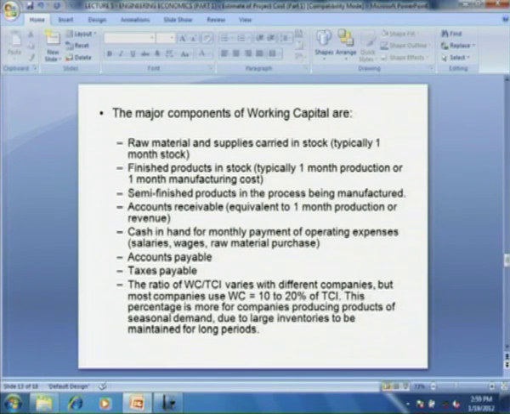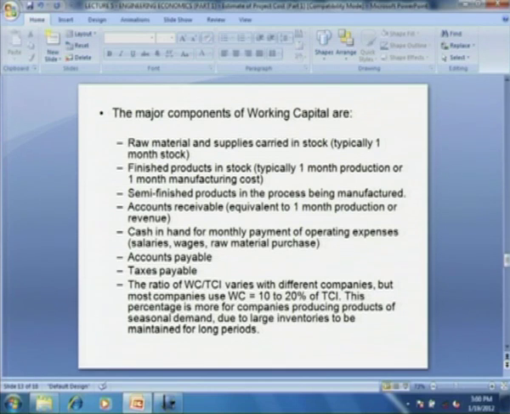The people who buy your product may not be able to pay the money immediately, so you have to keep the accounts open for them, like you have to keep some margin for these receivable accounts. Then cash in hand for monthly payment of operating expenses such as salaries and wages of your personnel or raw material purchase. Then accounts that are payable, then taxes that are payable.